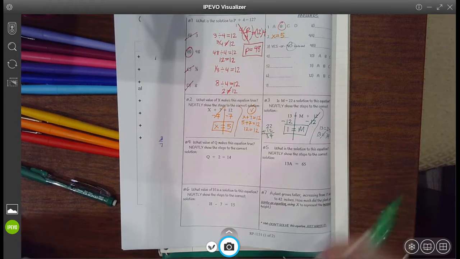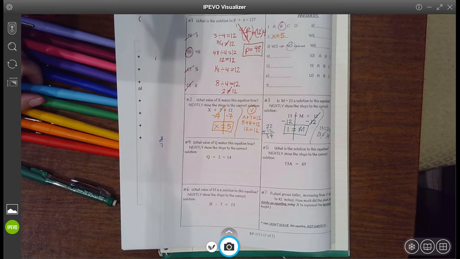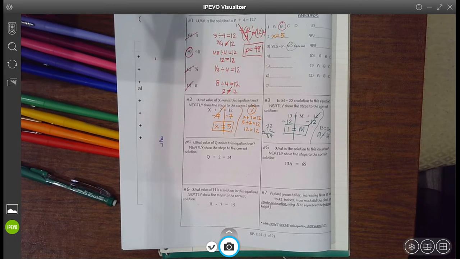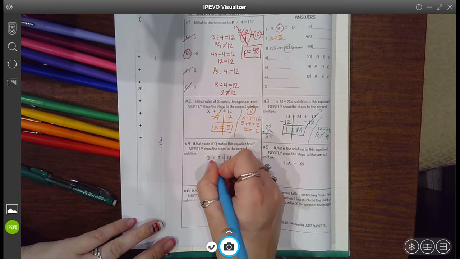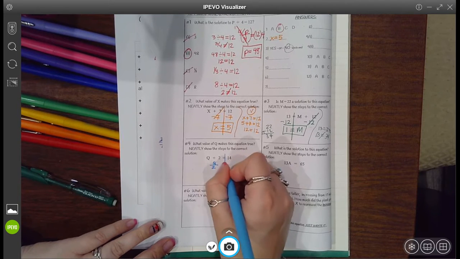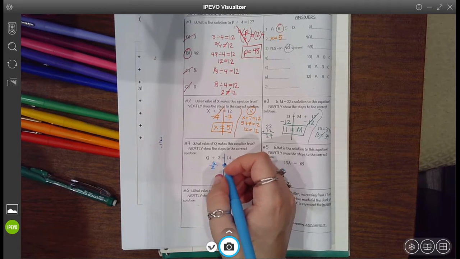Either way. Okay, number 4 says, what value of Q makes this equation true? Neatly show the steps to the correct solution. Now for this one, I want us to rewrite it as a fraction. Okay, Q divided by 2 equals 14, because it's just easier to show your work this way.